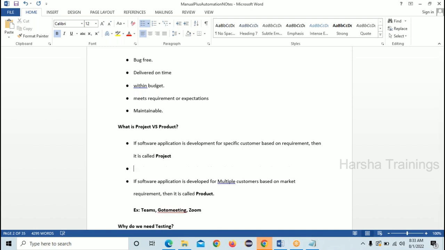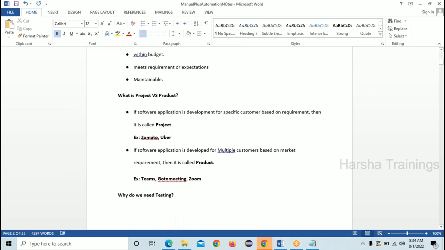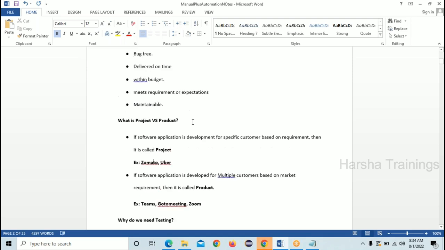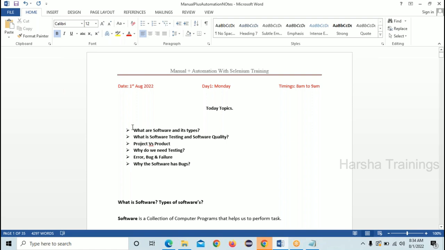What is project? We can talk about Zomato, right? And Uber. Yes, Uber and all these things come under the project. Okay, this is the difference between project and product. Okay, this is about project versus product. Do you have a clear idea about what is meant by product and what is meant by project now? We are done with these three concepts.